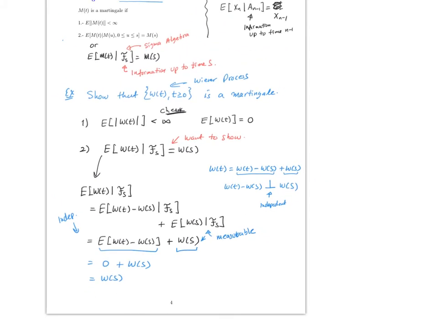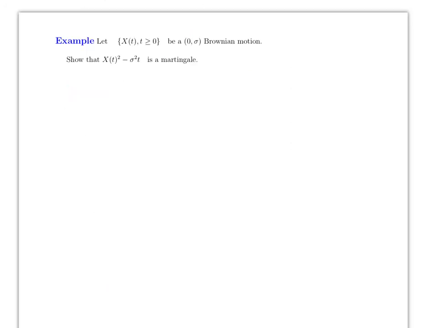Okay? Remember, if we were trying to show this, that's exactly what we got. This gives you this. Okay, let's do another example. So you didn't get the last one. This is a chance to redeem your sins. So we're gonna show that this process is a martingale.